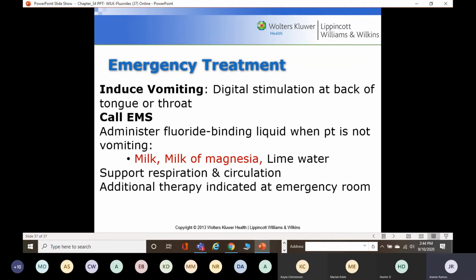If that happens, for emergency treatment, you want to induce vomiting. Digital stimulation means put your finger down your throat, at the back of your throat or tongue. You want to call EMS, and administer fluoride binding liquid when the patient's not vomiting. A fluoride binding liquid would be milk of magnesia, or lime water. So support respiration, circulation, and additional therapy would be indicated at the emergency room.